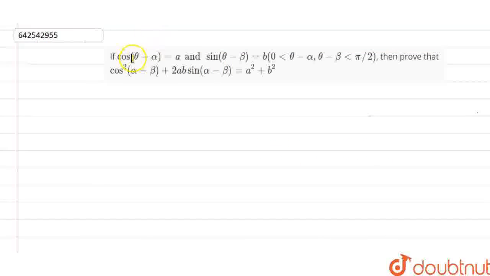Okay, so the given question here we have is: if theta minus alpha is equal to something, cos(theta minus alpha) is A, and sin(theta minus beta) is B, for these ranges of values of alpha and theta, then prove that cos square (alpha minus beta) plus 2AB sin(alpha minus beta) is equal to A square plus B square. Okay, so basically this is what we have to prove.